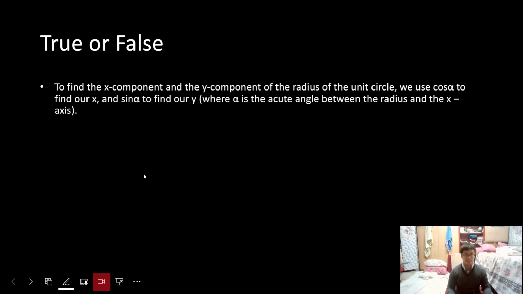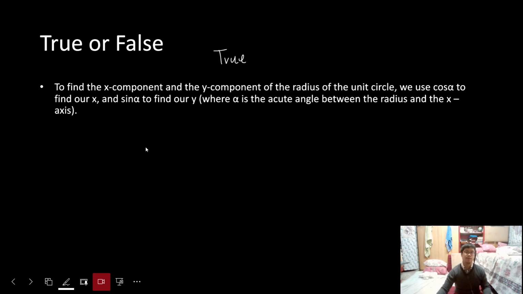True or false? To find the x component and the y component of the radius of the unit circle, we use cosine alpha to find our x and sine alpha to find our y, where alpha is the acute angle between the radius and the x-axis. Let's repeat that once again. To find the x component and the y component of the radius of the unit circle, we use cosine alpha to find our x and sine alpha to find our y, where alpha is the acute angle between the radius and the x-axis. This is, in fact, true.